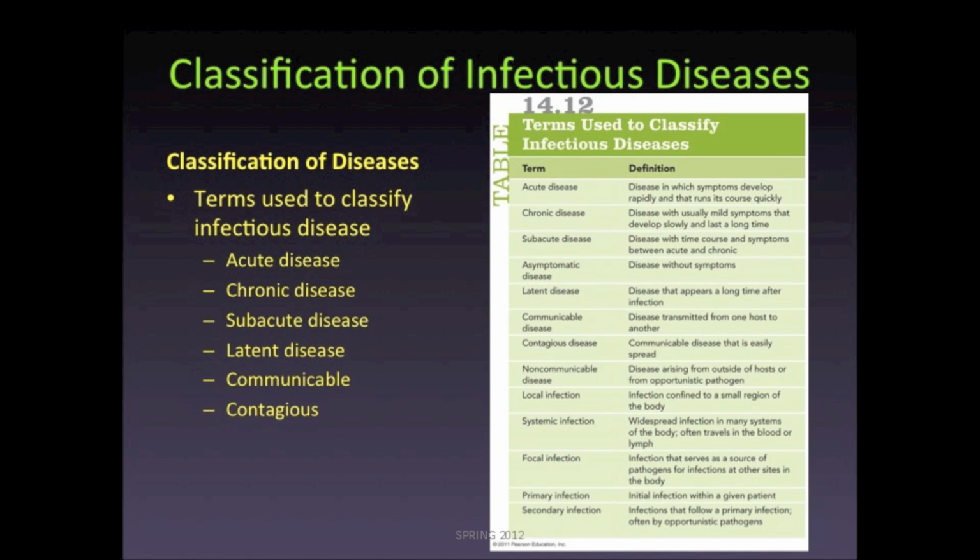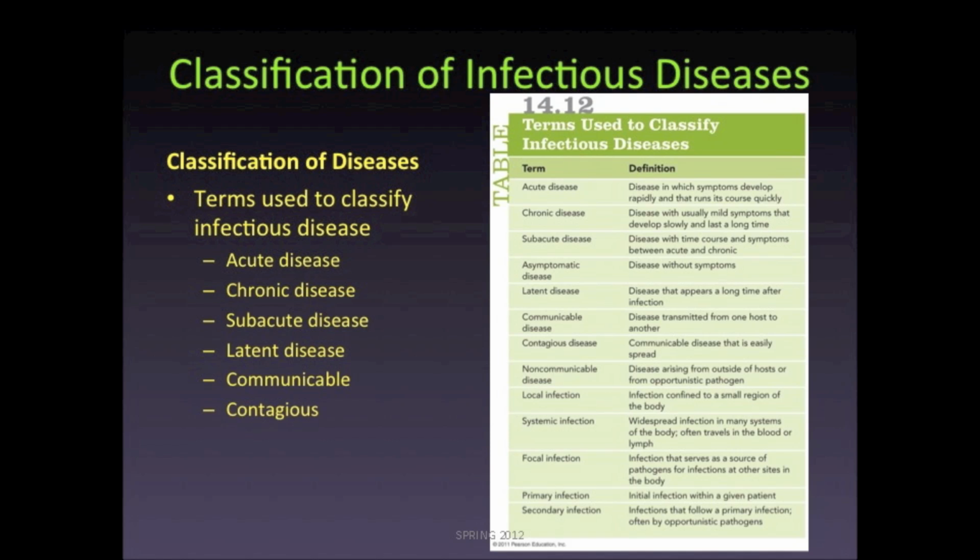Focal infections are infections that remain confined to a particular region of the body and serve as a source of pathogens that spread to other areas of the body. Examples of focal infections include tuberculosis and streptococcal pharyngitis, which causes scarlet fever.